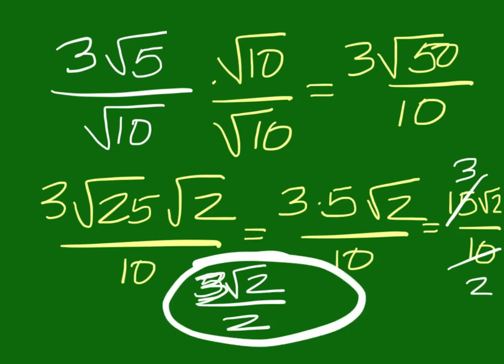Well, it should be 3 square root of 2 over 2. I think I said 3 square root of 2 over 2, but I wrote 5 for some reason.